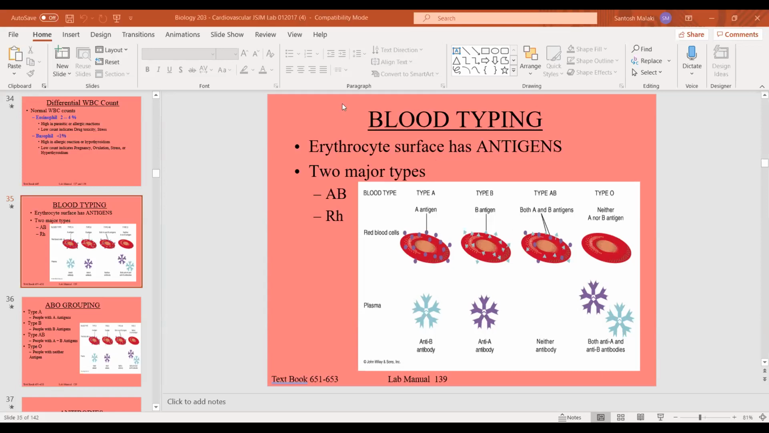PIPS, what does PIPS stand for? It stands for personal identifier protein. Now, personal identifier proteins are also called antigens. So PIP, personal identifier proteins. All antigens are proteins. We'll talk more about it when we come to the immune system. For now, what are these identifier proteins?